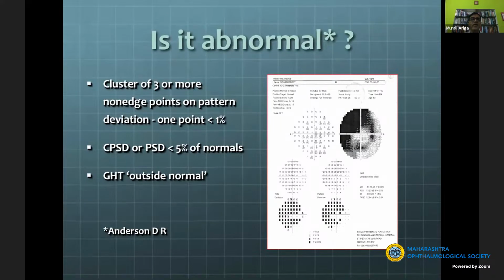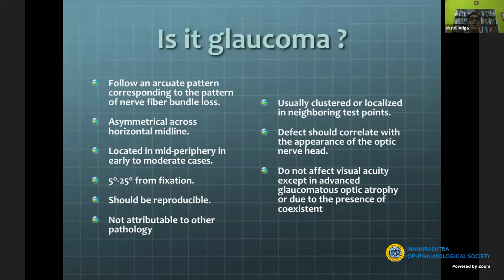So is the field abnormal or not? This is the famous Anderson's criteria. We all know this. So the cluster of 3 or more non-edge points, the PSD which occurs in less than 5%, and the GHT being abnormal. These are all the criteria for abnormality. But is it glaucoma or not is very important.